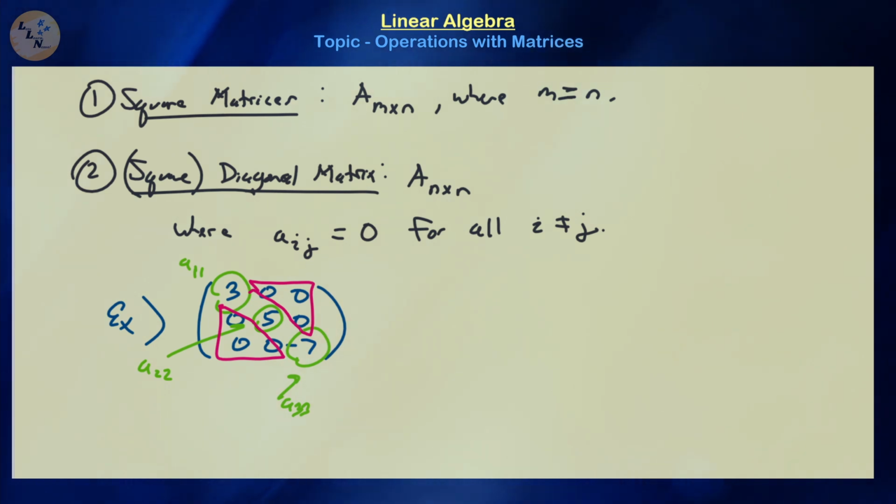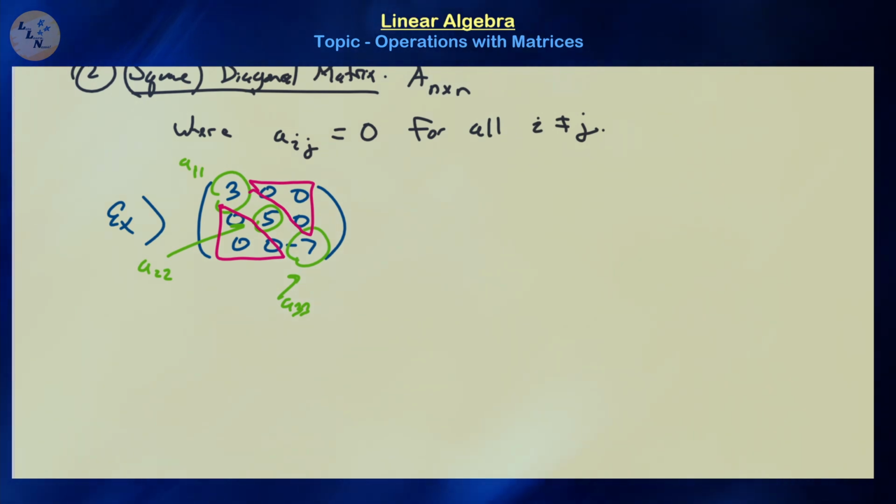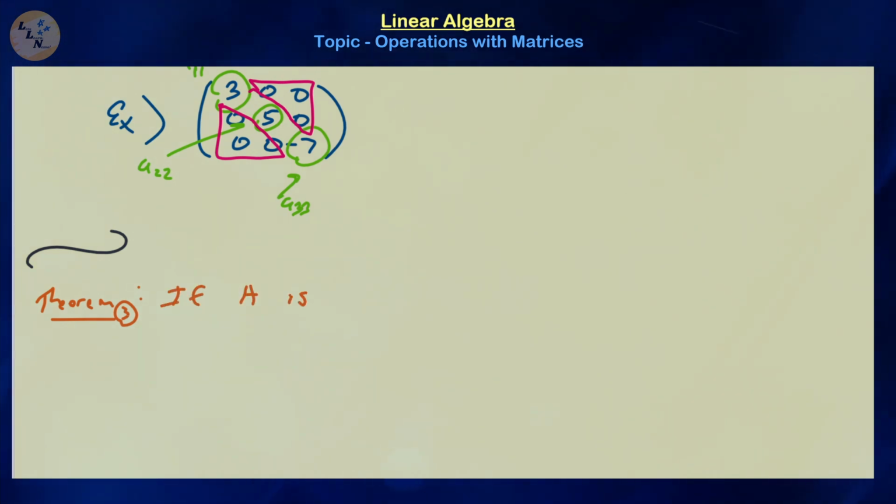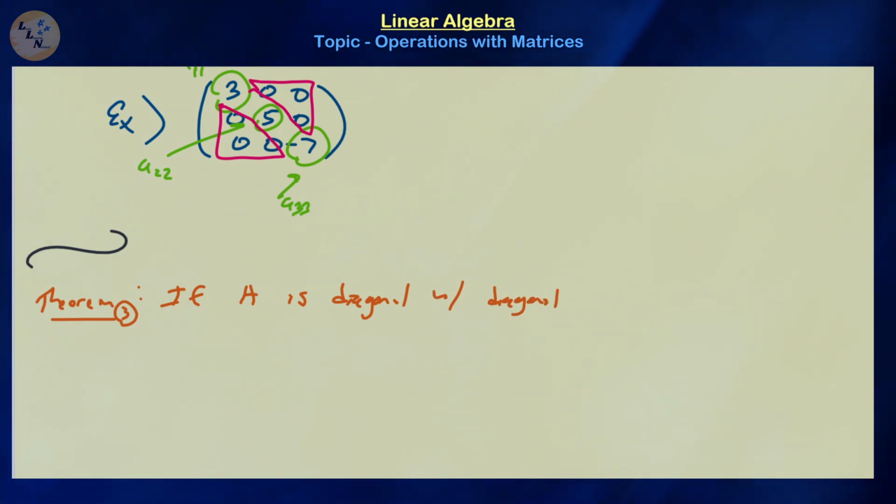Now some people will allow the diagonal entries, either some or all, to be 0, but generally we try to avoid zeros on the diagonal, and later you'll see why that is the case. Alright, so let's talk about a very important corollary that applies to diagonal matrices. The next nice little theorem that we're going to take advantage of on occasion: let's assume A is diagonal with diagonal entries Ajj.